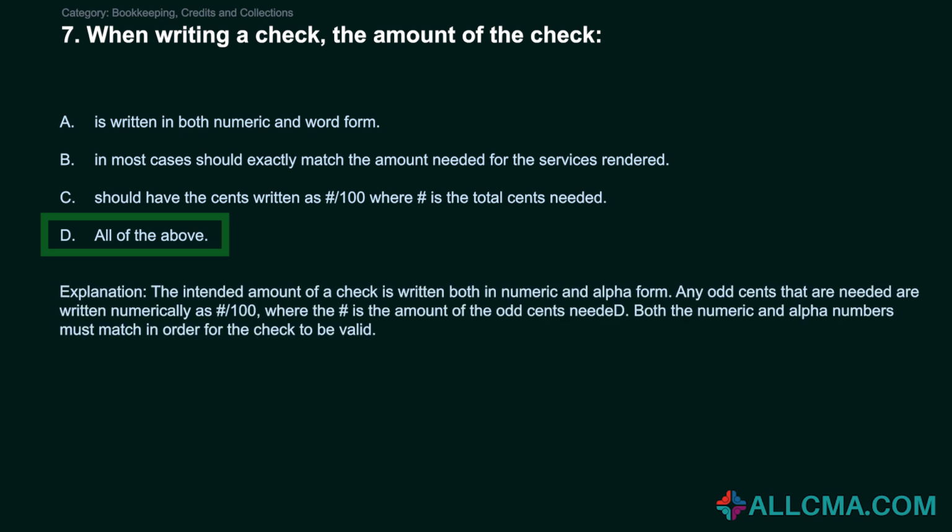The intended amount of a check is written both in numeric and alpha form. Any odd cents that are needed are written numerically as #/100, where the hashtag is the amount of the odd cents needed. Both the numeric and alpha numbers must match in order for the check to be valid.